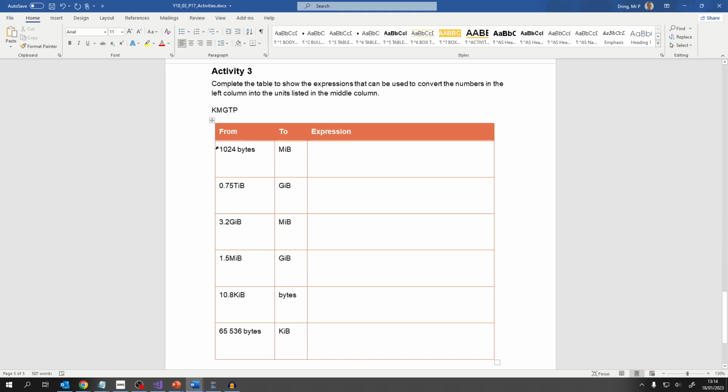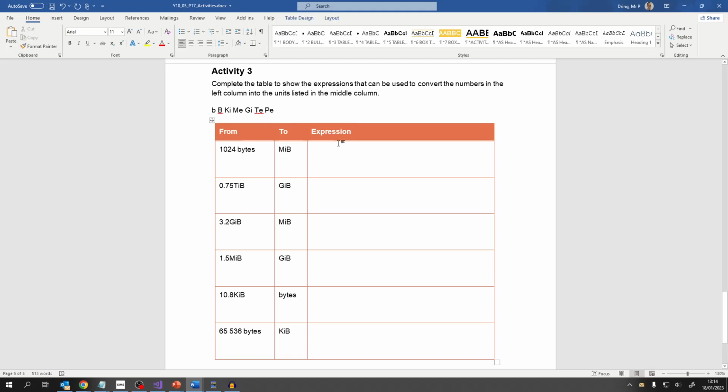How does that help? Well, if we've got 1024 bytes, please bear in mind that a byte is a capital B, and a bit is a lowercase b. So there are 8 bits in a byte. There are 1024 bytes in a kibibyte. There are 1024 kibibytes in a mebibyte. There are 1024 mebibytes in a gibibyte. There are 1024 gibibytes in a tebibyte, and 1024 in a pebibyte.